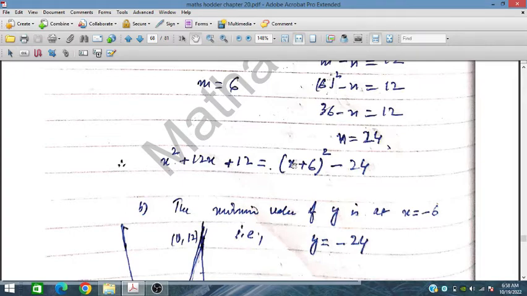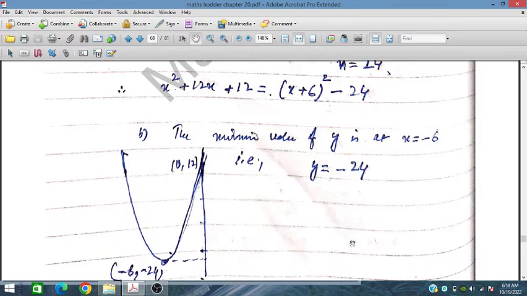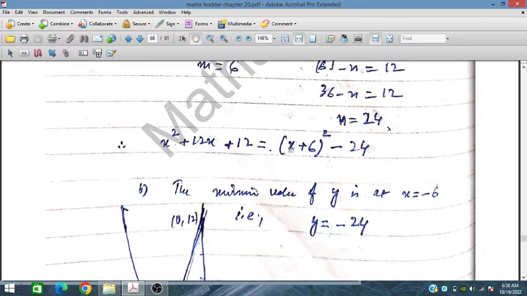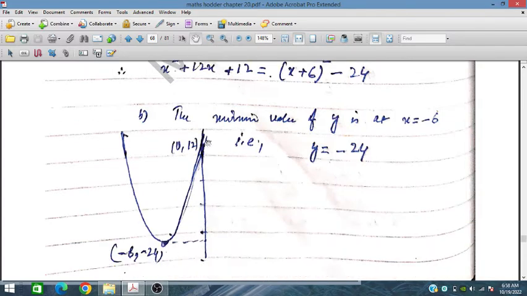When we place x equal to minus 6, this becomes 0, so y becomes minus 24. So we can also plot it like this. When x is equal to minus 6, y is minus 24. And when x is equal to 0, this becomes 36 minus 24, that is 12. So when x is equal to 0, y is 12, the point 0, 12. So we have plotted this. This is a parabolic curve.